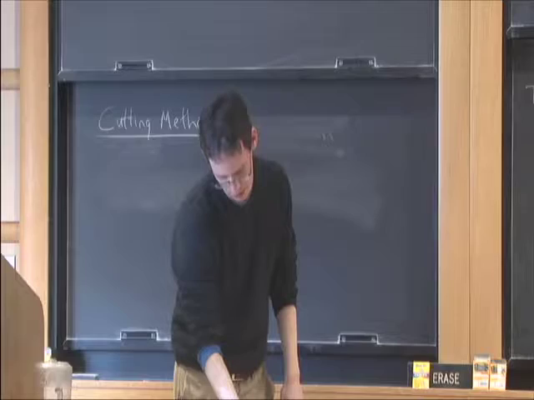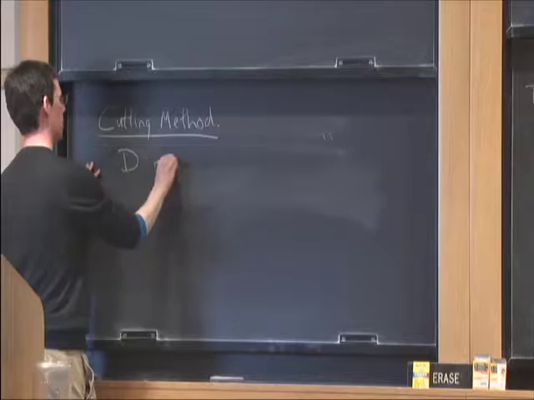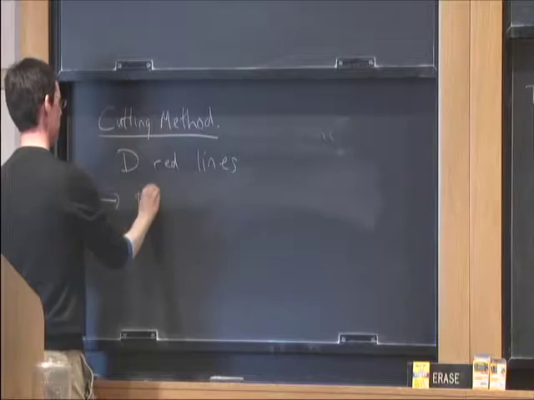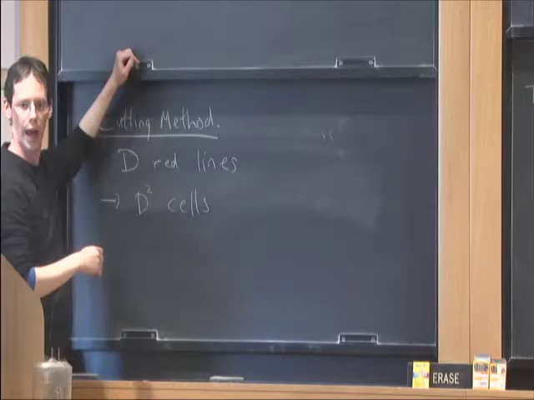So what we're going to do is draw some auxiliary lines. We'll make d red lines in the picture. And that will cut our space into d squared cells, components. And so in this way, we'll divide up the r-rich points and the lines. And then we can count what's happening in each cell and add them up. Let me make a picture.